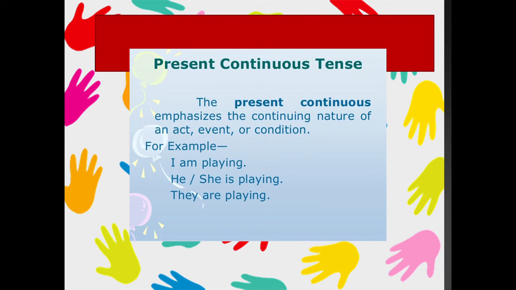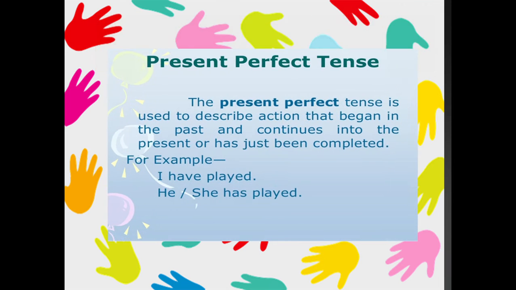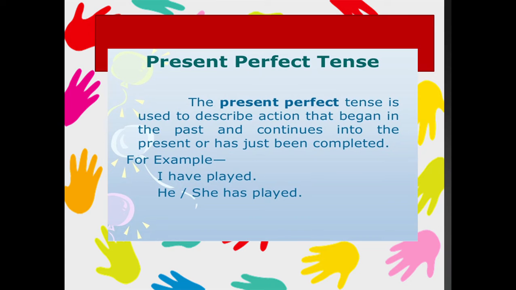Present continuous emphasizes the continuing nature of an act, event, or condition. For example, I am playing, she is playing, they are playing. Present perfect tense is used to describe action that began in past and continues into the present and has just been completed. For example, I have played. He or she has played.